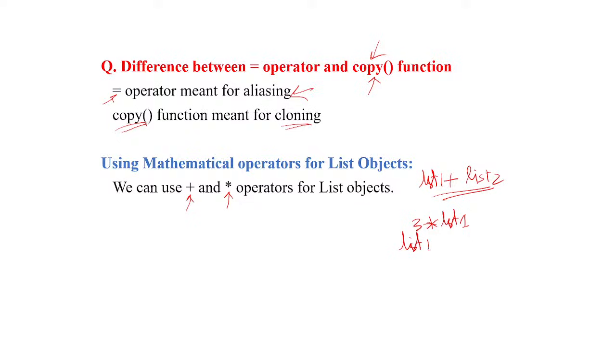For example, your list1 is something like 1, 2, 3. So when you say 3 into list1, it repeats all the elements of list1 3 times. That means it looks like this: 1 2 3, then 1 2 3, then 1 2 3. It repeats 3 times. It doesn't mean multiply each element with 3. No, repeat the list 3 times. So all the elements will be repeated like this.